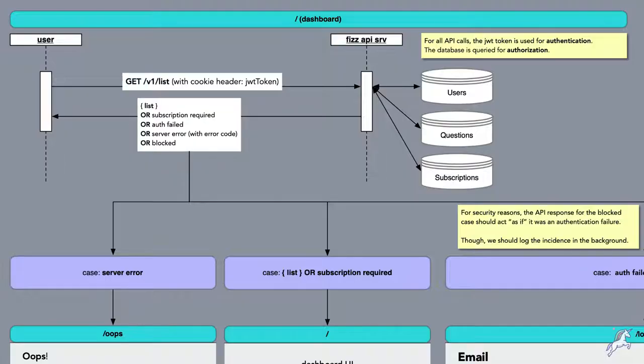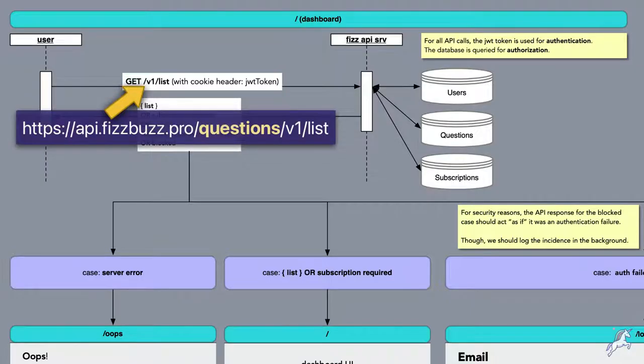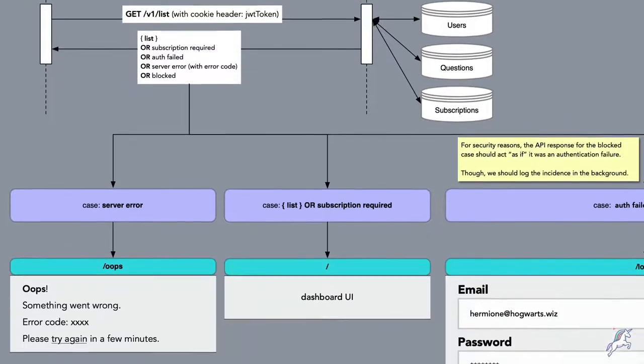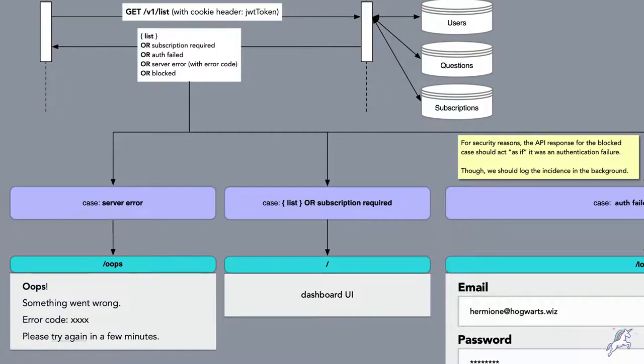When the user queries the server by doing an HTTP GET request to API FizzBuzz Pro /questions/v1/list, there might be several things that can occur. We may have a server error, which when we get an error from the API, we are going to render a warning message on the UI and tell the user to try again later.